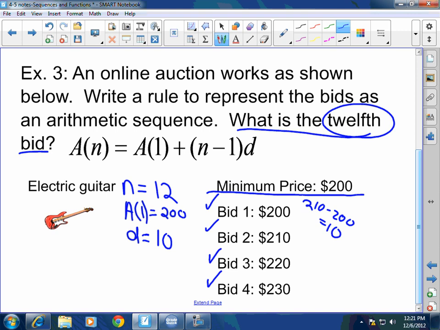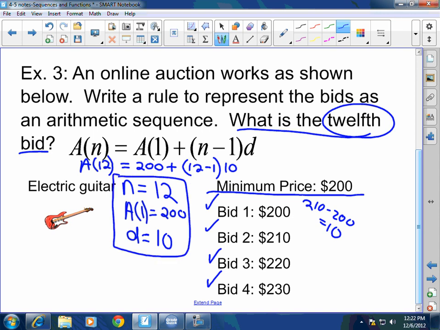Let's just fill in the blanks. So A of 12, the 12th term, equals the first term 200 plus n, which is 12, minus 1 times 10. See how easy that is? Once I find my 3 pieces of information, I literally plug them in. I evaluate. And now I want to know the answer.